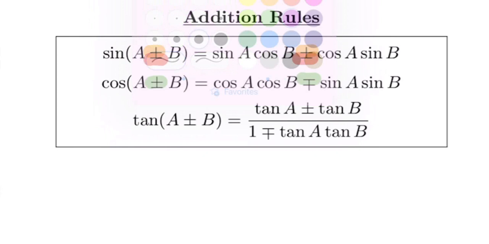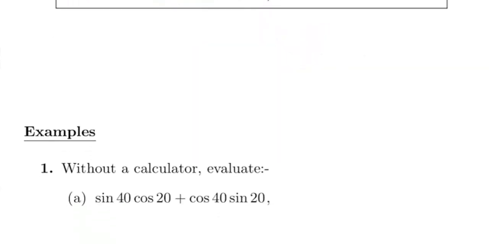And again, I'll just change colour. So if I wanted cos of A minus B, that's cos A cos B plus sine A sine B. And the same for the tan one. If I wanted tan of A plus B, that's tan A plus tan B over 1 minus tan A tan B. And the last one, tan of A minus B, is tan A minus tan B over 1 plus tan A tan B. So we can use these rules to help us to distribute the sine function.